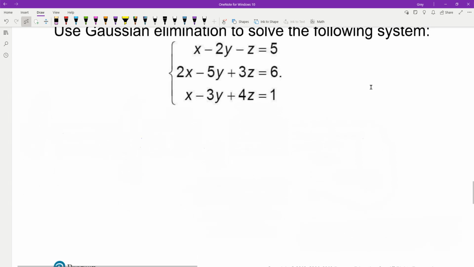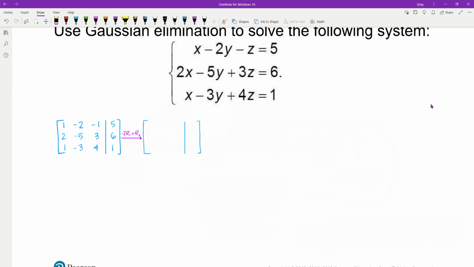All right, so look at this one. Example 2, use Gaussian elimination to solve this system below. Again, I'm going to copy down the system. I already have a 1 in the upper left-hand corner, so I've got 1, -2, -1, 5, then 2, -5, 3, 6, and 1, -3, 4, 1. I'll start with that middle row. I'm going to replace row 2, using row 1 because we always use the 1 in that column, and I'm going to multiply it by -2.